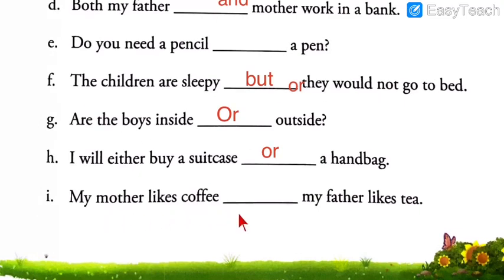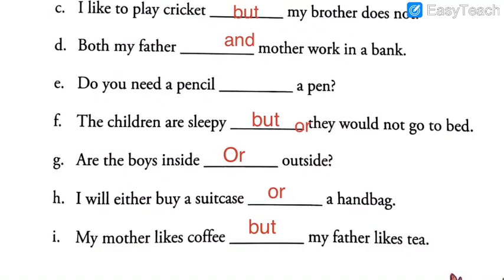Similarly, sentence I. My mother likes coffee dash my father likes tea. I hope you can imagine what the answer can be now. Your time starts now. 1, 2, 3, 4 and 5. What will be the answer? My mother likes coffee, but my father likes tea. The opinions are different from each other. My mother likes coffee, but my father likes tea. Both the ideas do not agree with each other. That is why but is used.